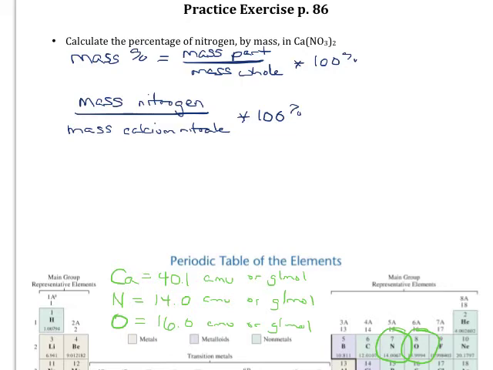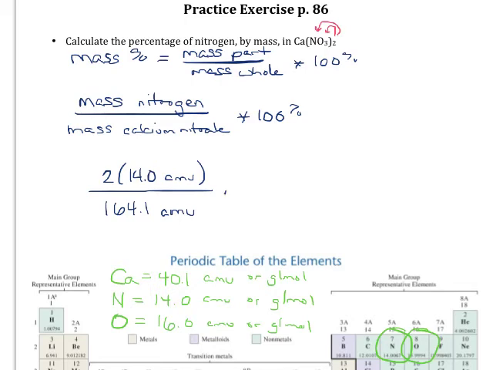So in this case, I should know that the mass of the nitrogen is 14.0 atomic mass units, but if you look very carefully at this formula, I actually have 2 nitrogens because that subscript 2 distributes to the nitrogen and to those 3 oxygen atoms here. So for the mass of the nitrogen, I've got 2 times the 14.0 atomic mass units. And for the mass of the calcium nitrate, we calculated this previously. It's 164.1 atomic mass units. Again, that's the mass of 1 calcium added to the mass of 2 nitrogens added to the mass of 6 oxygens.